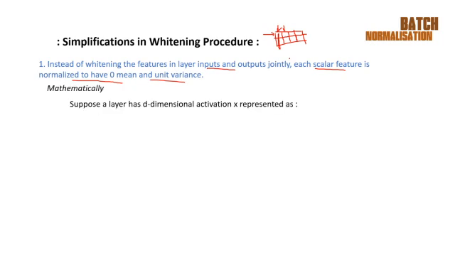Mathematically, suppose a layer has a d-dimensional activation x. d-dimensional means there are d features. And why are we using the term activation? The first layer receives some raw input R, and we multiply it with some weight W and add a bias B. Both W and B are trainable. Since this is a neural network, this affine transformation is passed through an activation function, say A, and that produces some output, say P, and this P is the input to the next layer. The activation function can be sigmoid, tanh, ReLU, any of these.